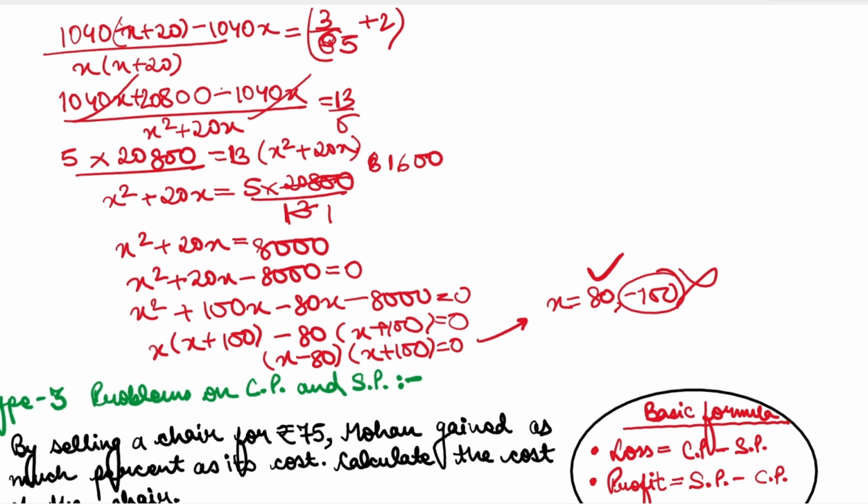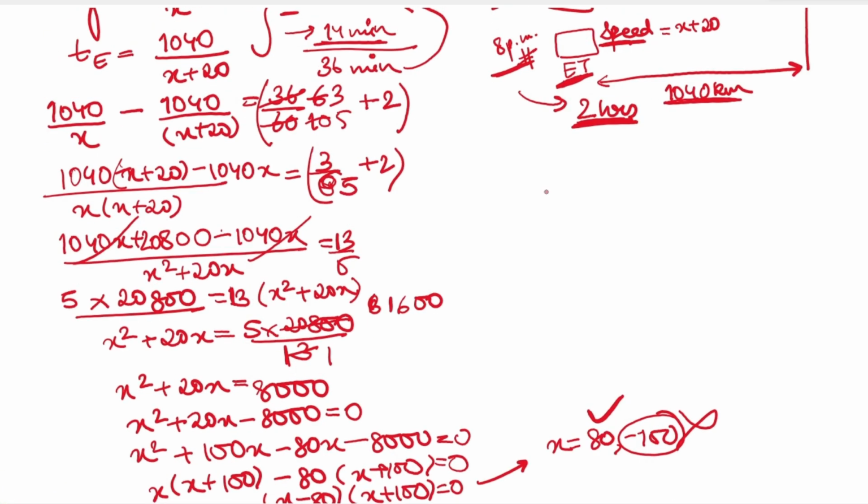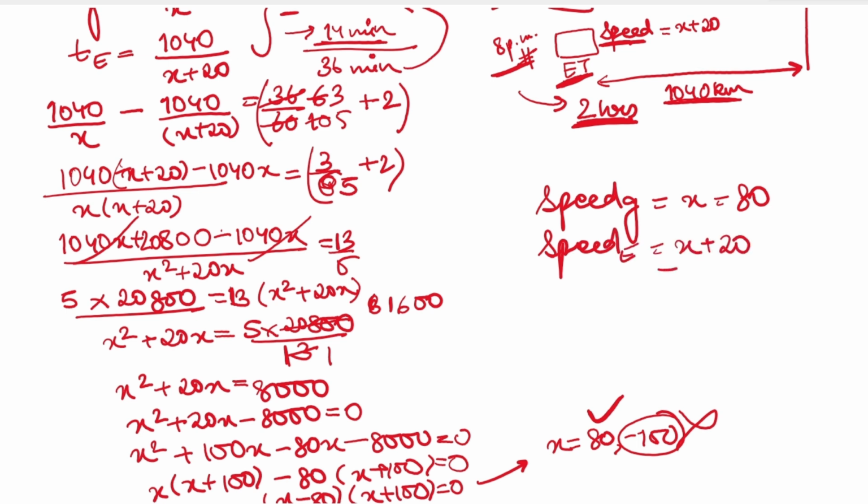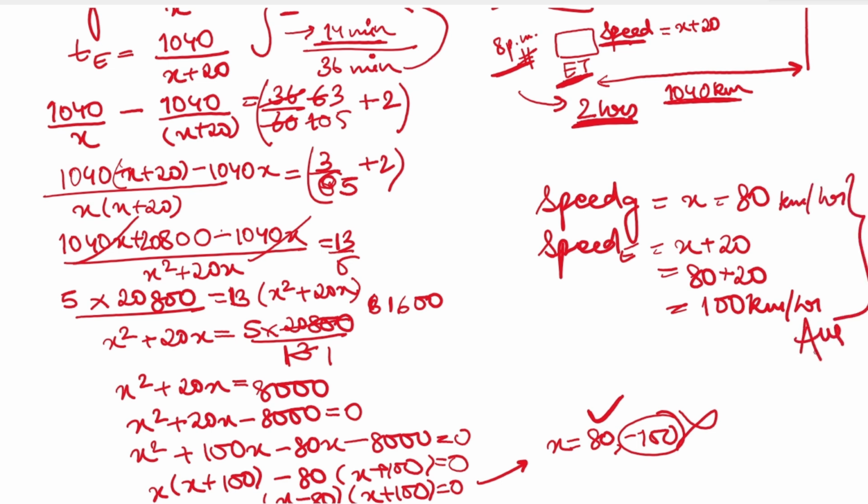Okay, so the speed of the goods train is 80 kilometer per hour and the speed of the other train, that is you can say, so जो speed है मेरा गुड्स ट्रेन का वो क्या है, x है, so x is nothing but 80. और speed जो है मेरा एक्सप्रेस ट्रेन का, that is equal to x plus 20 which is nothing but equal to 80 plus 20 ultimately equal to 100 kilometer per hour. It's very important to mention the units as well. Okay, so this becomes a final answer.